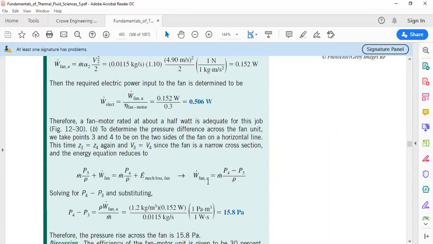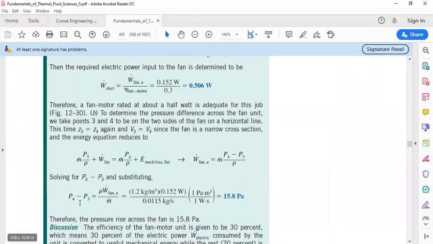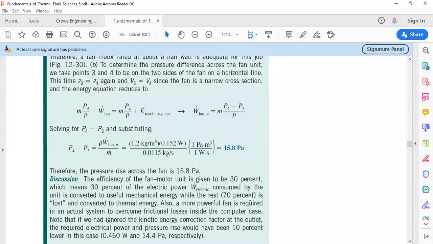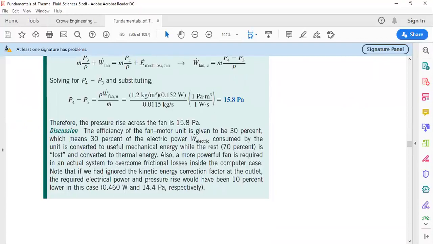Again, the useful fan power equals the mass flow rate times the pressure difference divided by the density. We have the useful fan power from the previous step. So we simplified the pressure difference across the fan to be 15.8 Pascal. 15.8 Pascal, that represents the pressure rise across the fan.